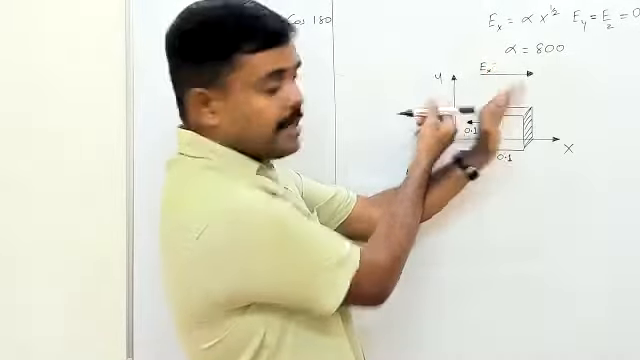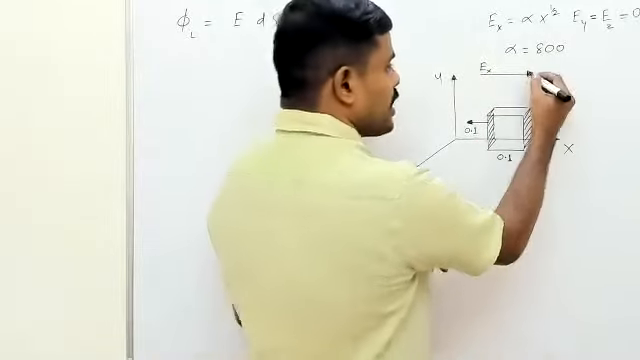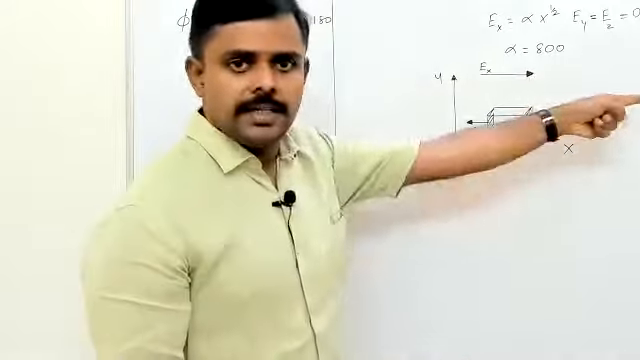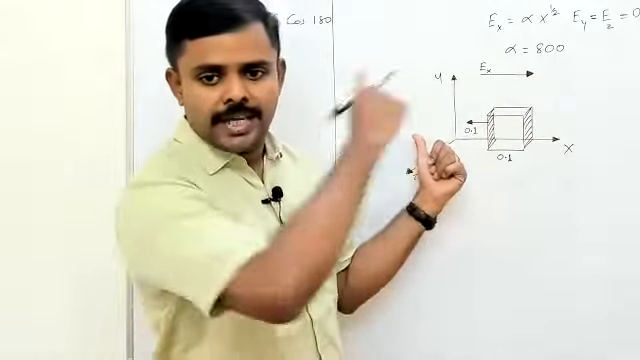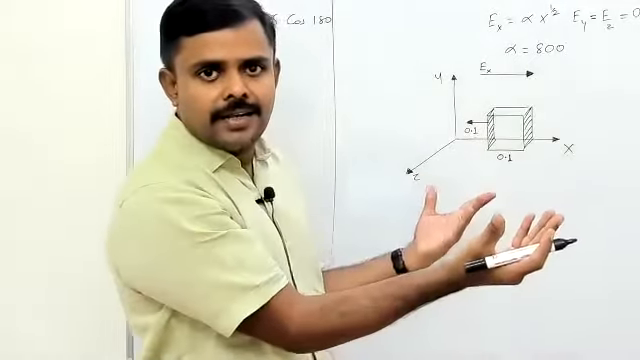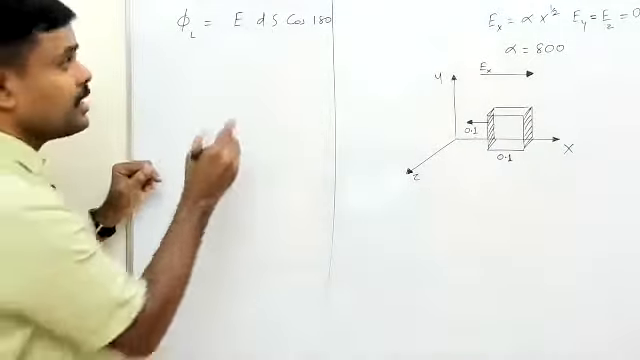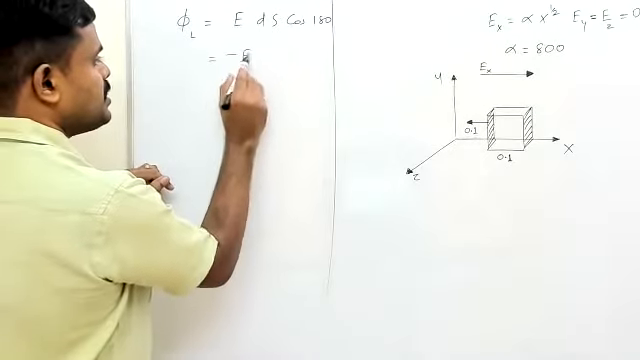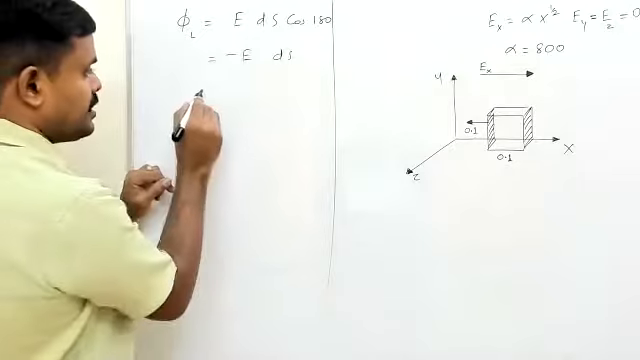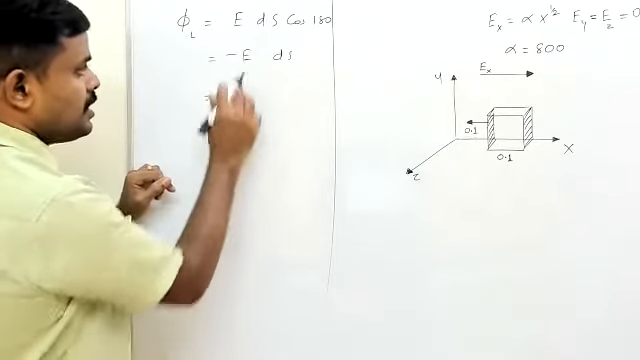Where is the electric field? The electric field is to the right, and the area vector is to the left. So they make an angle of 180. One is to the left, the other is to the right, meaning they are anti-parallel. So it is cos 180, which is -1. That makes it minus E ds. And what is E?